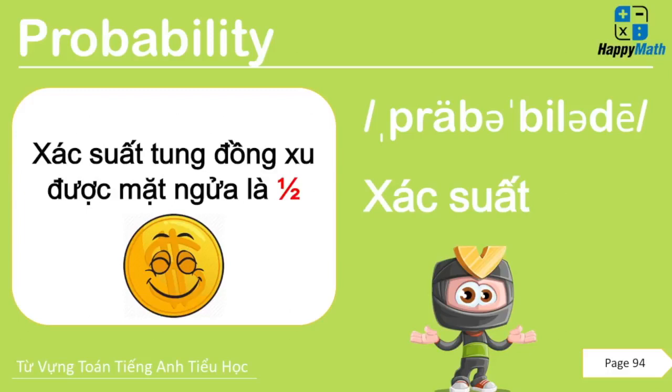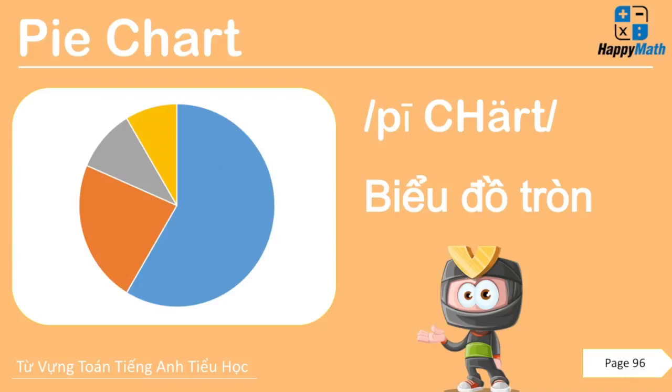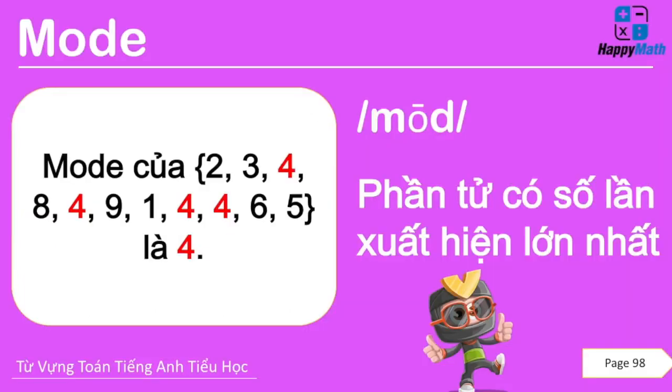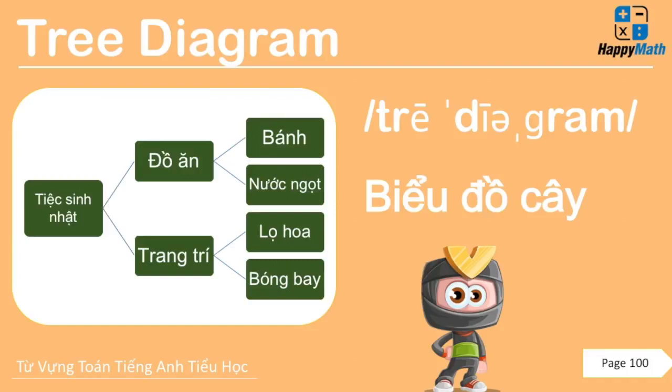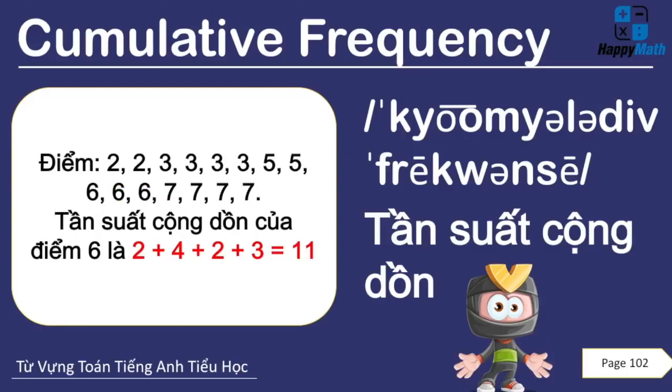Statistics, probability, bar chart, pie chart, mean, average meaning or average value of the sequence, mode, median, tree diagram, frequencies, the number of the appearances of something, cumulative frequencies.